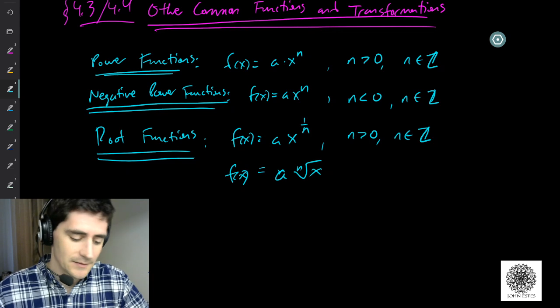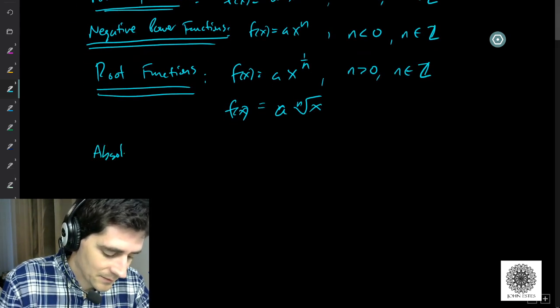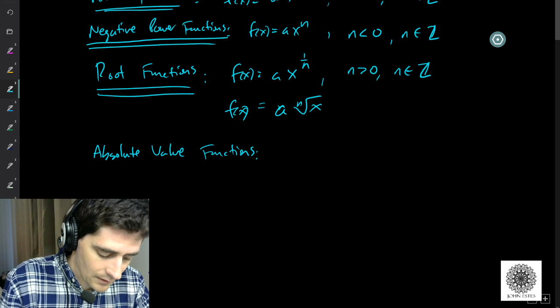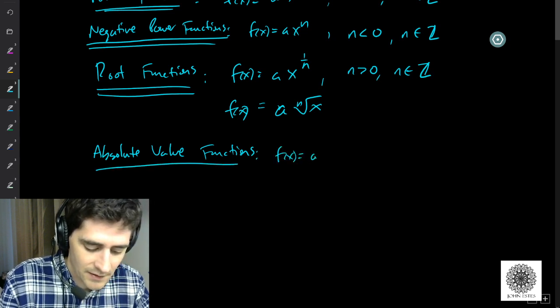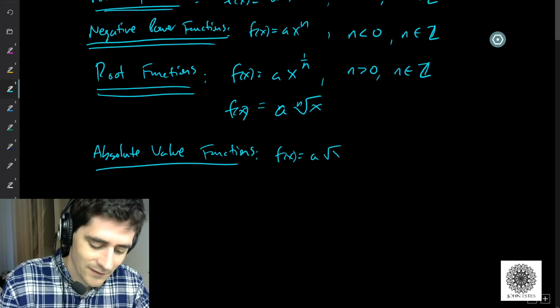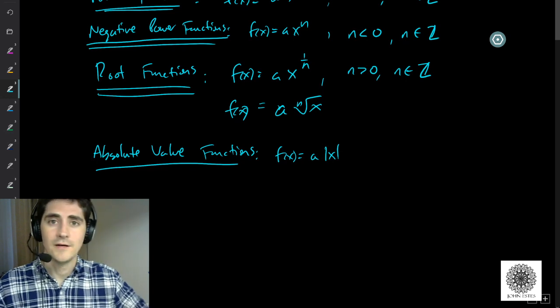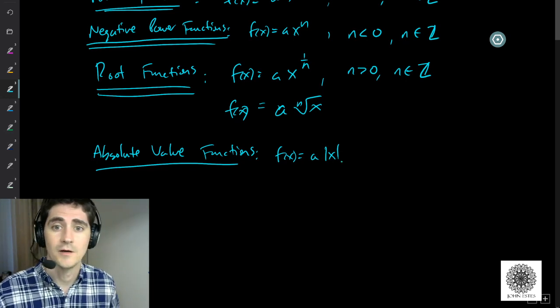We'll explain that, okay? And then lastly, what we want to look at here is absolute value functions. The absolute value function is a times, not the square root of n, sorry, the absolute value of x. And we want to look at the graph of that as well.